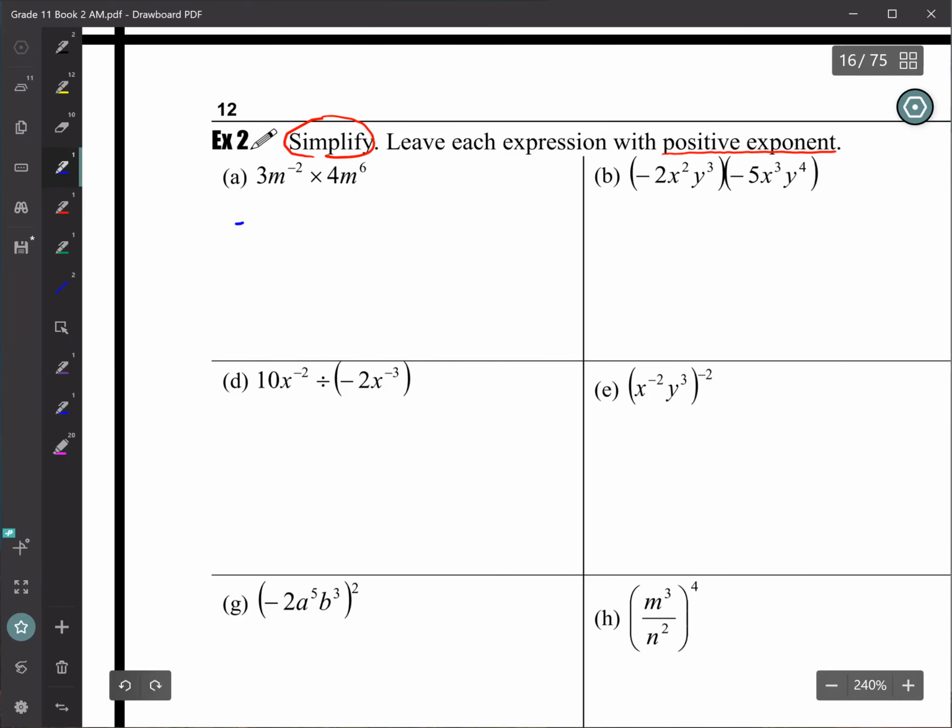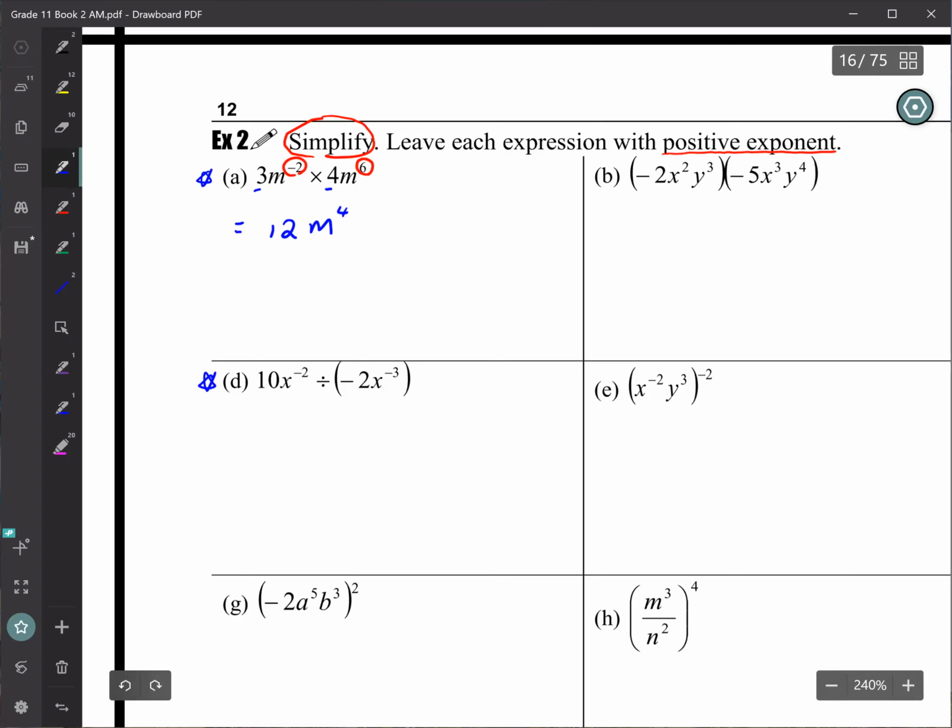So let's look at question A. This is multiplying. So we multiply the coefficients first, so that gives you 12. When you multiply the same base, you add the exponents. This is exponent law number 1. So that would be m to the 4. And then you double check the exponent is positive, then we're done.